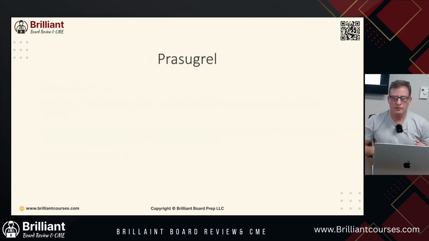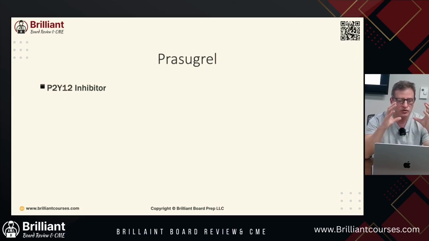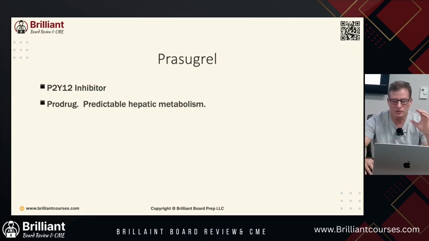So this is a medication that came out with a lot of hope that this was going to be the medication. Clopidogrel was doing well, but prasugrel is not a prodrug, it's an active drug. And it's a P2Y12 inhibitor. This has predictable hepatic metabolism. So there's no reversible agent in this too.